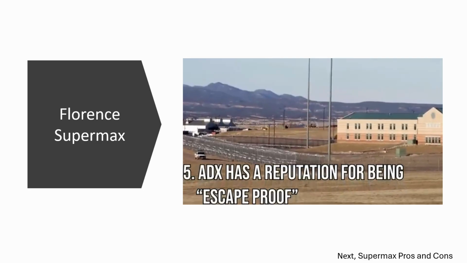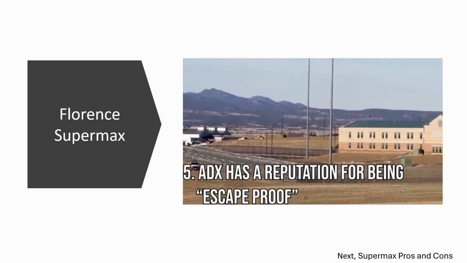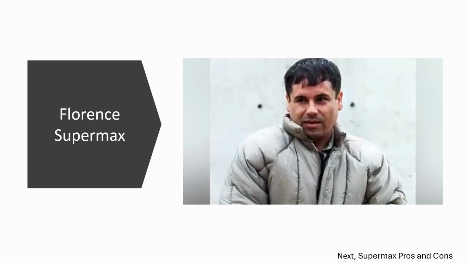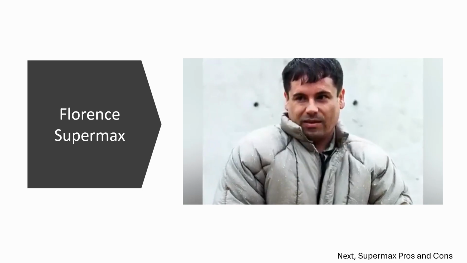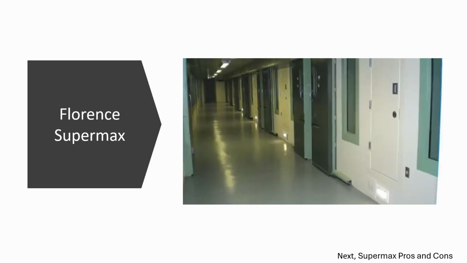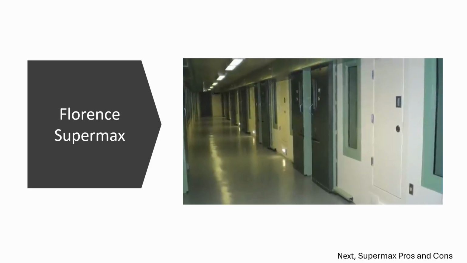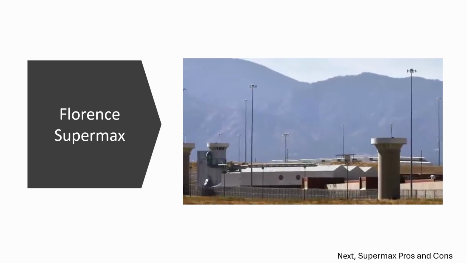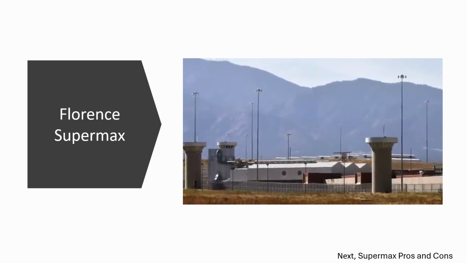Number 5. ADX has a reputation for being escape-proof. El Chapo has escaped prison twice while being held by Mexican authorities, in 2015 and 2001. But ADX is different. Nicknamed the Alcatraz of the Rockies, no one has escaped the facility located in the high desert about 2 hours south of Denver since it opened in 1994.